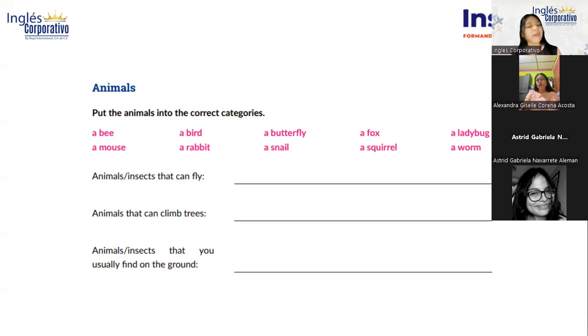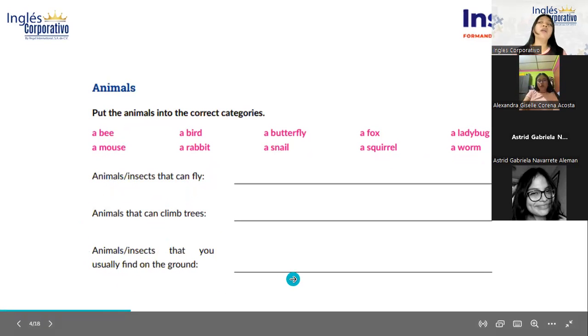I think that most of them, right? But the ones that we can usually find on the ground, that means sobre la tierra, right? So it could be a worm, a mouse, could be, right? A fox as well. Okay, very good. So now let's see. Do you know any other animal that we can find on the ground?